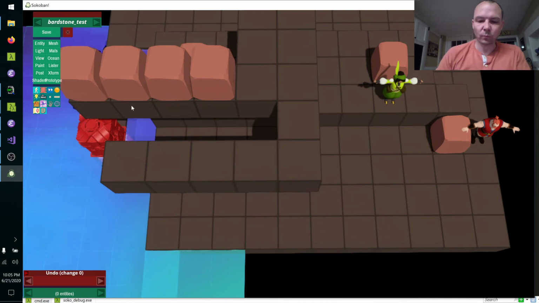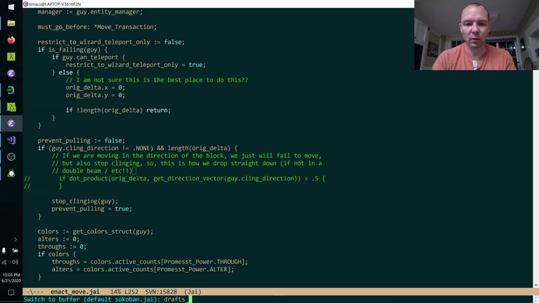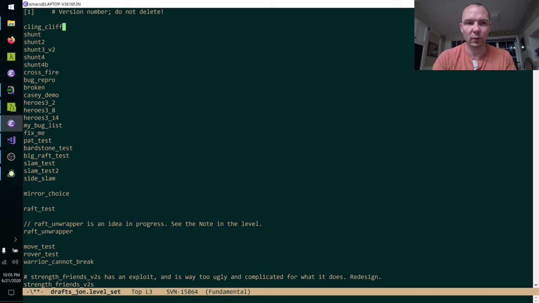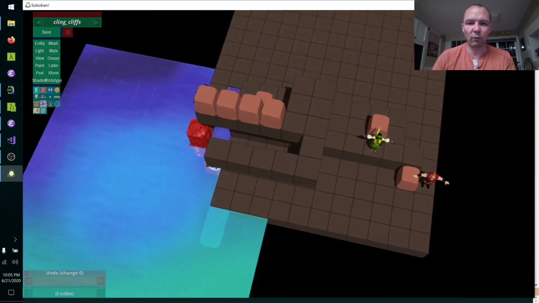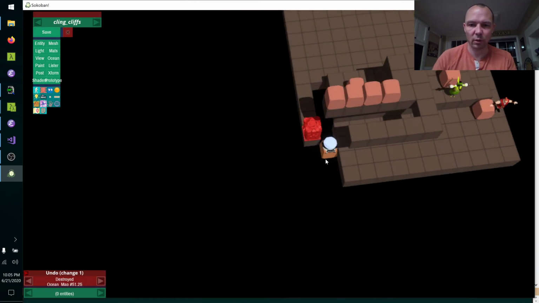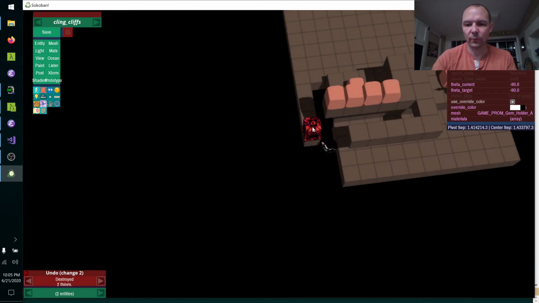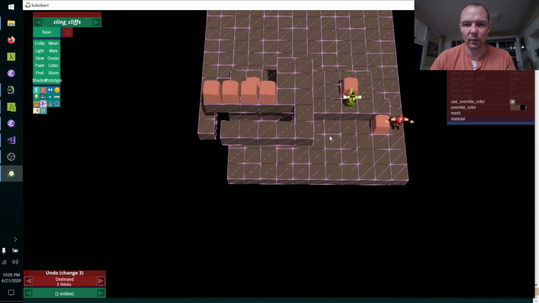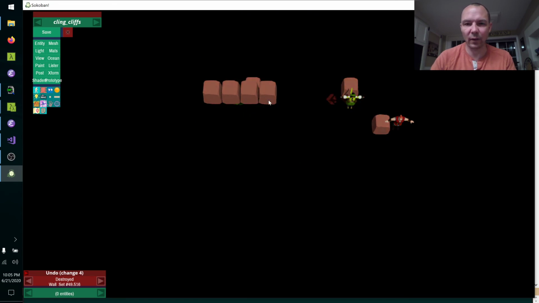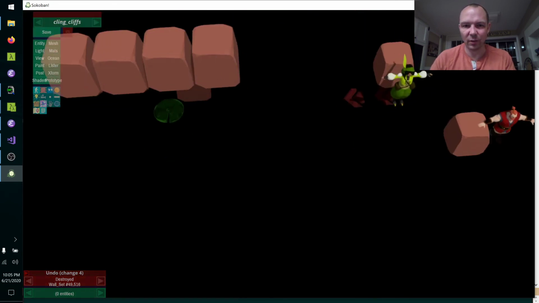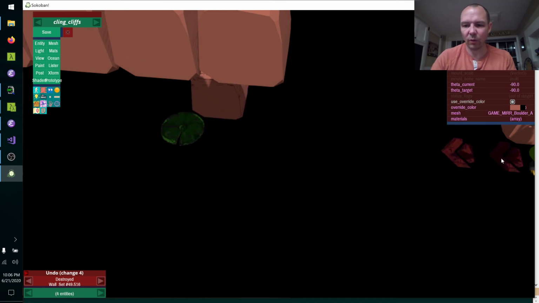Oh boy, let's do a level. Cling Cliffs. We're going to have multiple Cling Cliffs levels, I'm sure. All right, let's just delete that. Oh, look, arrows. Look at all these things we can delete.